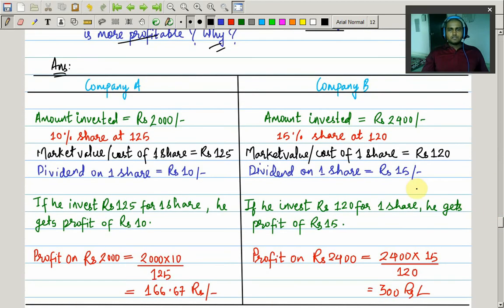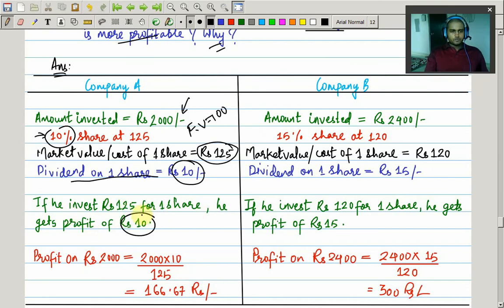So again we have a comparison here, company A and company B. Amount invested is rupees 2,000, and it says 10% share at 125. So market value of one share is 125 and the profit on one share is rupees 10. Why 10? Because face value is rupees 100 and 10% of 100 is rupees 10. If he invests rupees 125 for one share, he will get profit rupees 10.